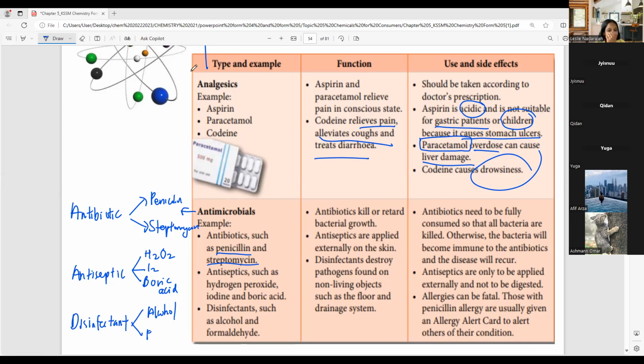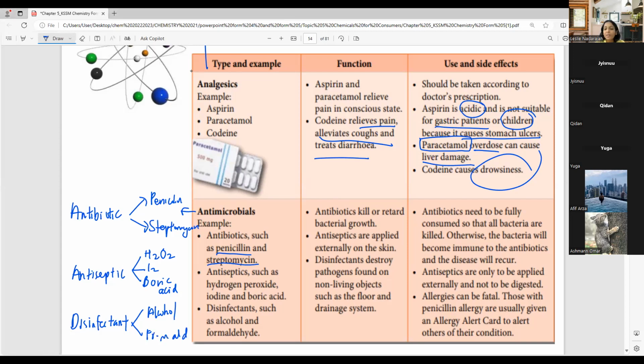All right, sorry. Okay. Hydrogen peroxide, iodine, and boric acid. What does hydrogen peroxide do? Sometimes in your ear drops, your calamine lotion, they have hydrogen peroxide. Iodine, sometimes when you got cuts, you put iodine on it. Same thing as your boric acid. Then alcohol and formaldehyde. Teacher can't write so long, formaldehyde, but you can see the spelling here.